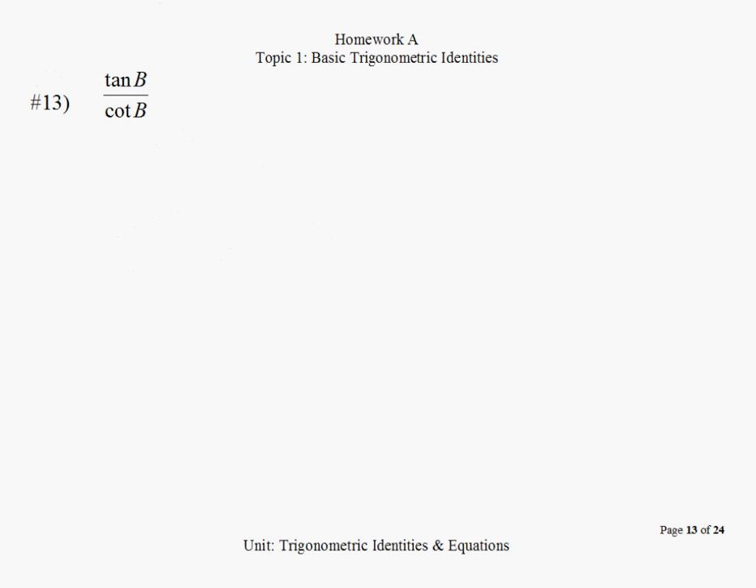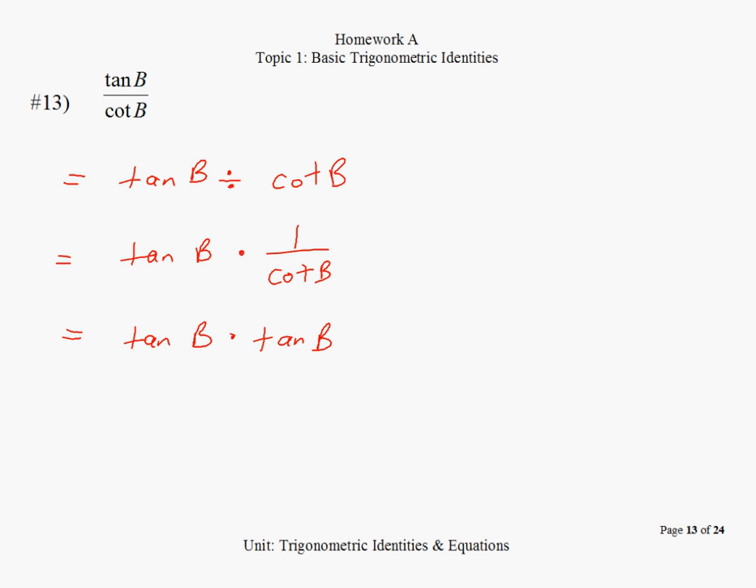Number 13, if you write tangent of b, leave it the same and change divided by the fraction bar to divided by symbol, cotangent of b. It's the same thing as the original, just written differently. Cotangent of b, instead of dividing by it, you could write it as times 1 divided by cotangent of b. It's the reciprocal identity. 1 divided by cotangent of b is the same thing as tangent of b. Something times itself means it's squared, so you get tangent squared of b.